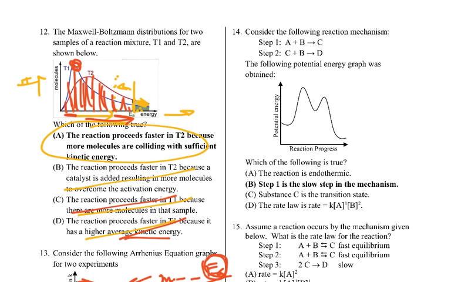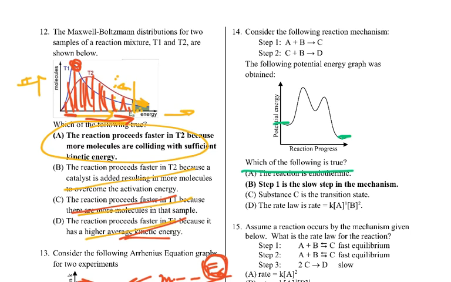Okay, number 14. Consider the following reaction mechanism, step A and step B. The following potential energy graph was obtained. Okay, so we can kind of see to get over the first hump, that's step A, step 1. To get over the second hump is step B, step 2. So which of the following is true? The reaction is endothermic? No. Okay, endothermic. The fact that we start here and end up here, that's exothermic. So answer A is not good.